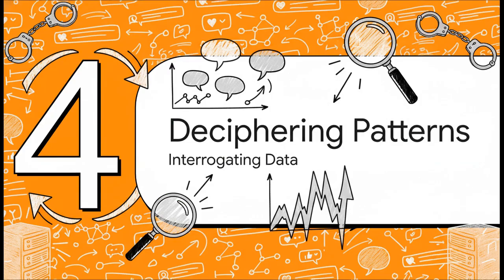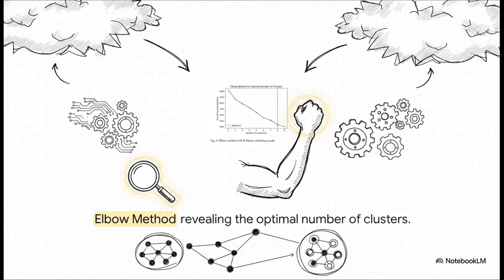Step 4. Deciphering the hidden patterns. We have our spikes. Now we need to step into the machine learning interrogation room to find out exactly why they happened. To figure out the optimal number of groups or clusters to organize thousands of tweets into, researchers use something called the elbow method. You basically look for the point of diminishing returns. It literally looks like the elbow of a line graph.